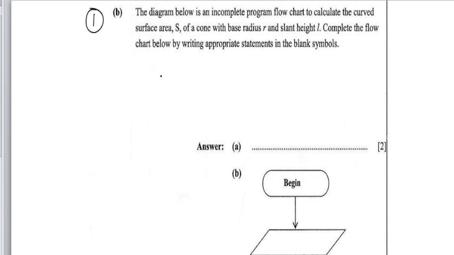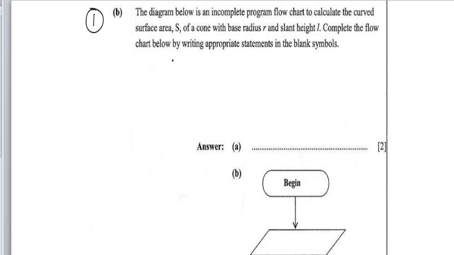The diagram below is an incomplete program flowchart to calculate the curved surface area, capital S, of a cone with base radius r and slant height L. Complete the flowchart below by writing appropriate statements in the blank symbols. So the first thing that we're going to do is understand the formula that is needed to calculate the curved surface area of a cone.